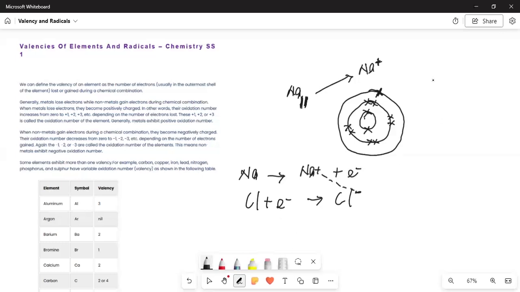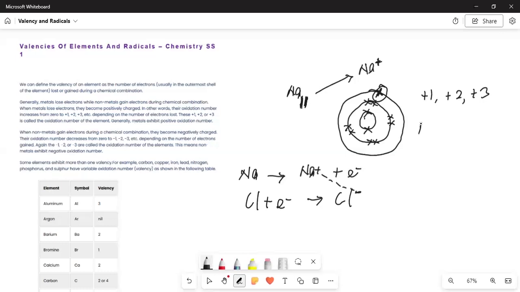Now, some elements have a valency of +1, others have a valency of +2, others have a valency of +3, depending on the number of electrons in the outermost shell. So sodium here, for example, has 1 electron in the outermost shell. So whenever it undergoes combination, it is this 1 electron that will be removed. So the valency of sodium is +1.